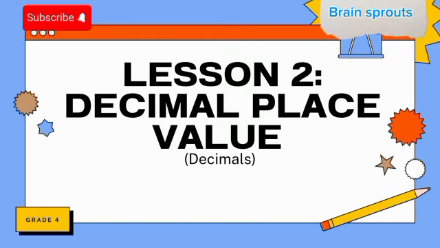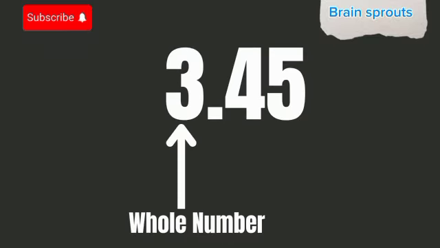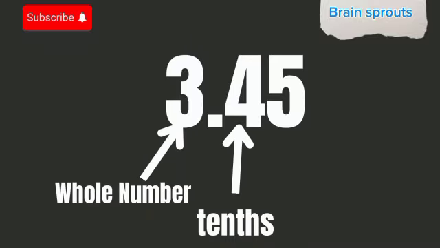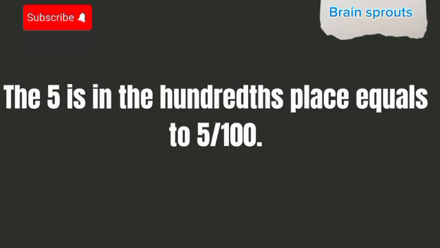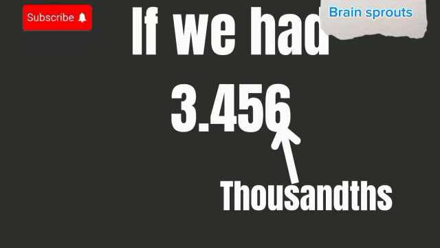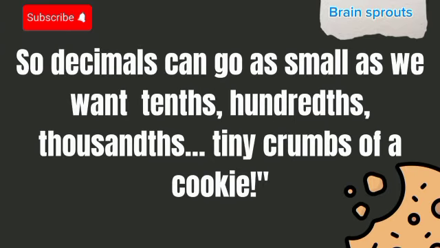Lesson 2. Decimal place value. Decimals have their own places, just like whole numbers. Look at 3.45. The 3 is the whole number. The 4 is in the tenths place equals to 4 over 10. The 5 is in the hundredths place equals to 5 over 100. If we had 3.456, 6 is in the thousandths place equals to 6 over 1000. So decimals can go as small as we want: tenths, hundredths, thousandths, tiny crumbs of a cookie.